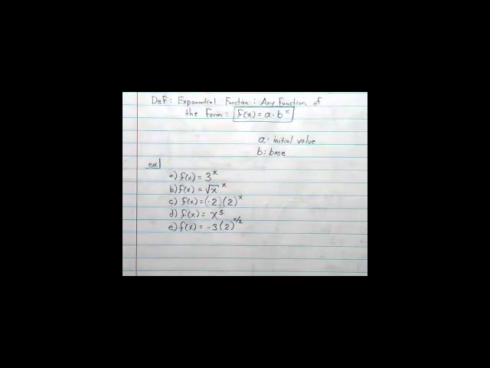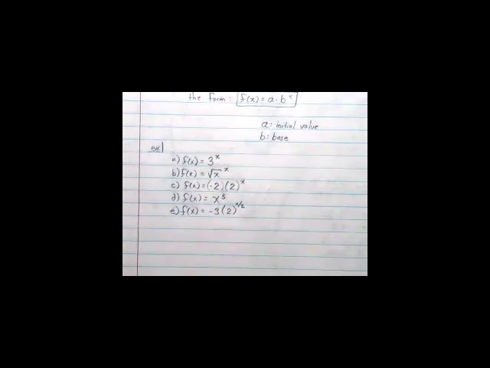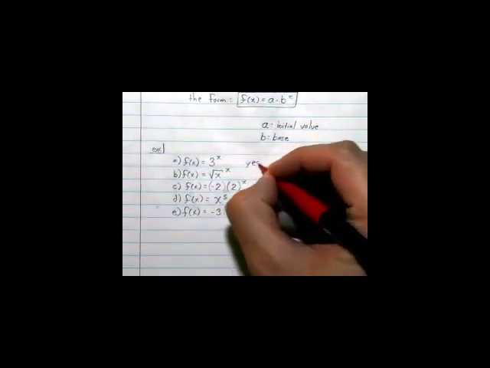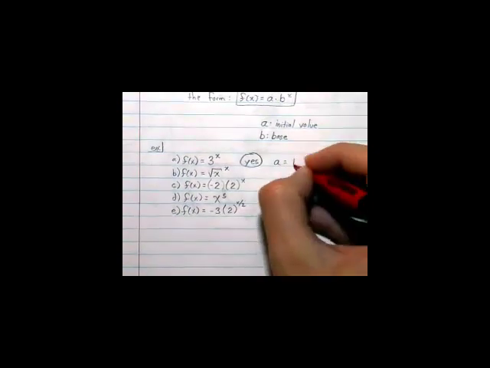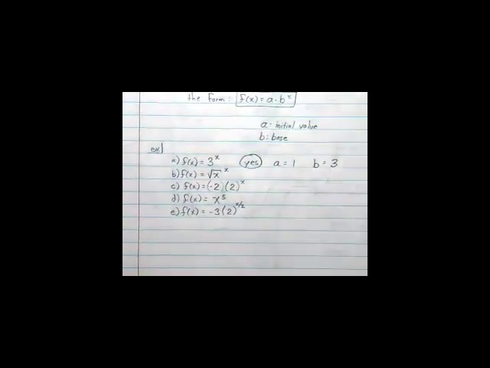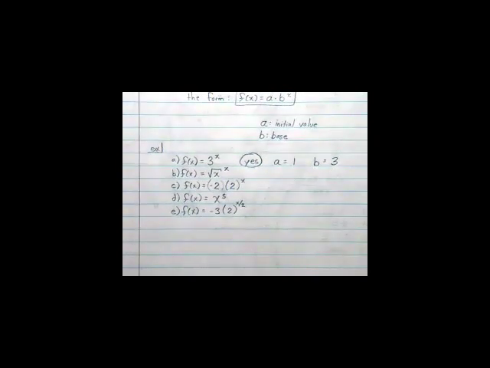So the first one, f of x equals 3 to the x. Does that fit the definition? Yes, it does. So yes on that one. Okay, so what's the initial value, what's the base? So a is equal to what, b is equal to what then? Yeah, a is 1, b is 3. If there's nothing written out, multiplied in front like that, then a is just 1. Good, okay.